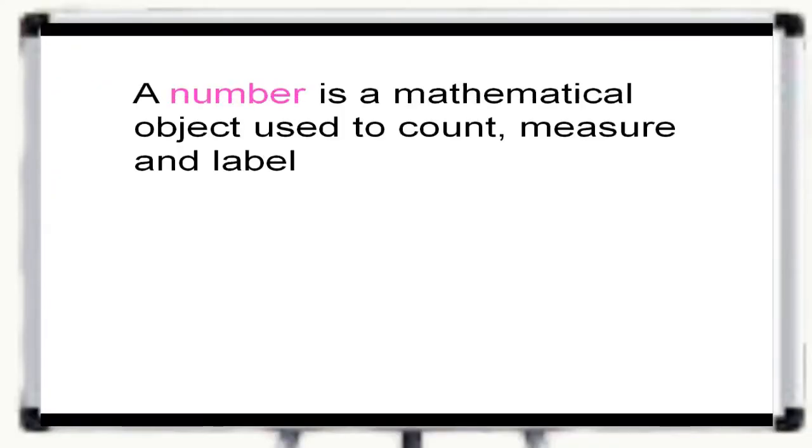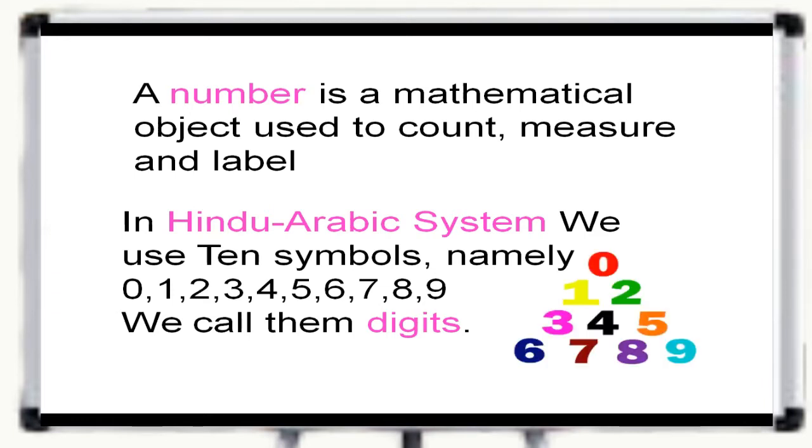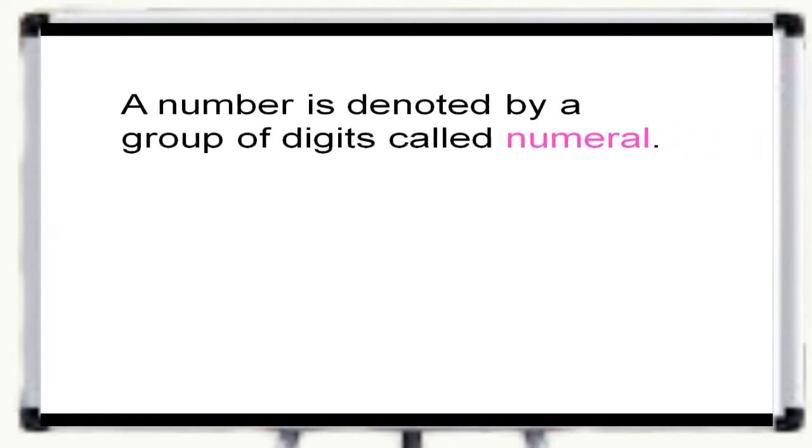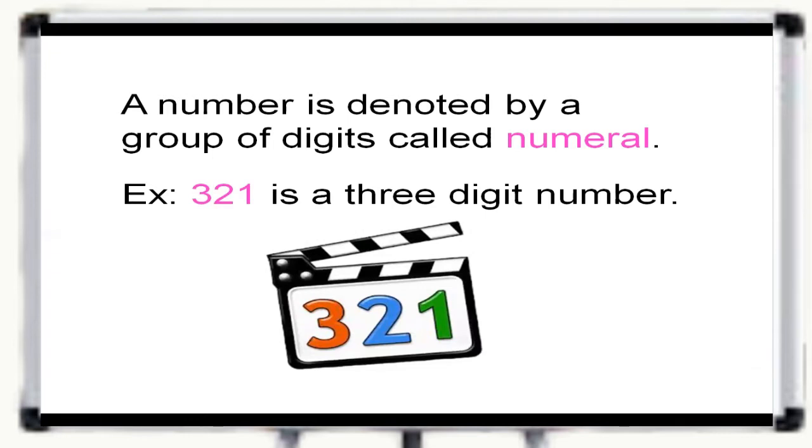A number is a mathematical object used to count, measure and label. In the Hindu-Arabic system, we use 10 symbols, namely 0, 1, 2, 3, 4, 5, 6, 7, 8, 9. We call them digits. A number is denoted by a group of digits called a numeral. Example, 321 is a numeral. It is a 3-digit number.